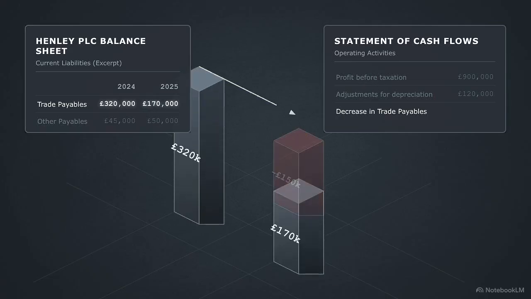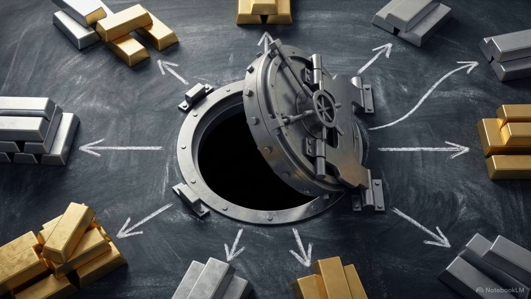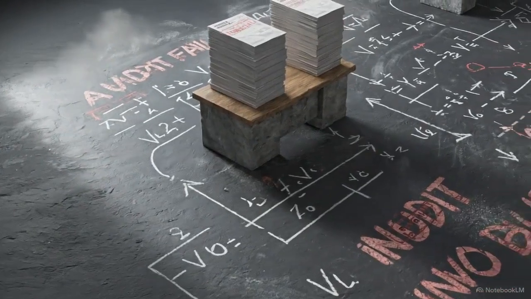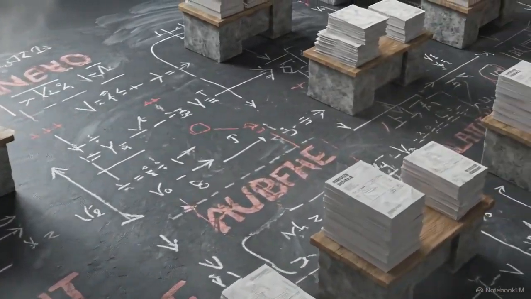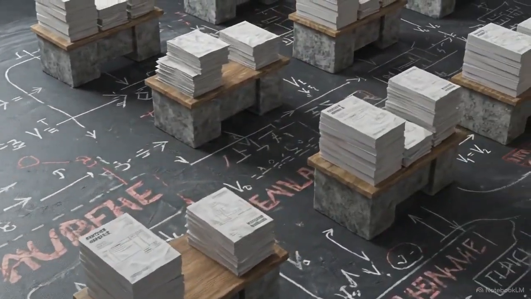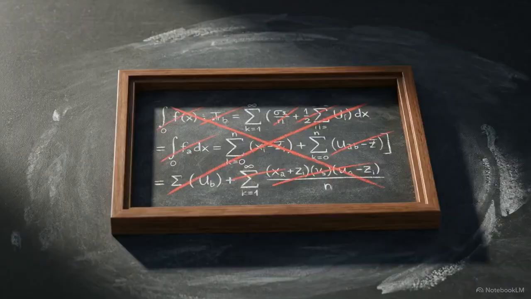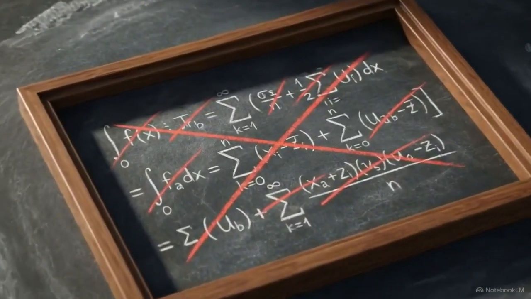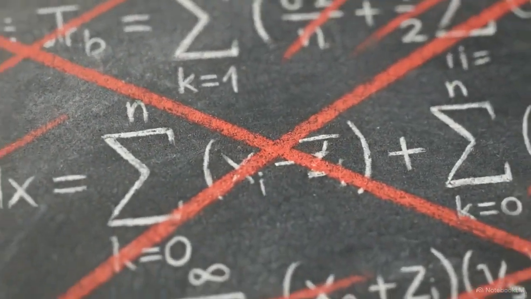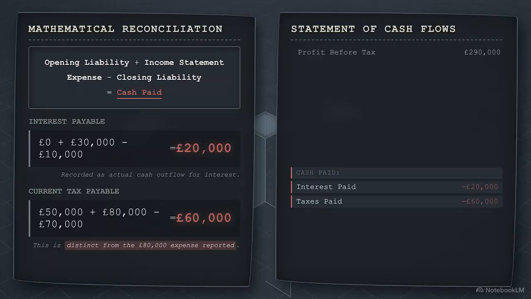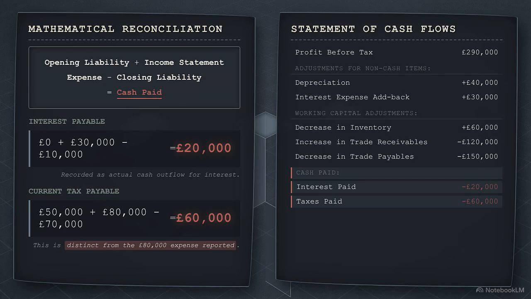Finally, trade payables drop from £320,000 to £170,000. Paying down £150,000 owed to suppliers actively drains cash from the business. These working capital deltas expose the exact efficiency of a firm's short-term liability management. Soaring sales mean nothing if clients do not pay. Avoid the common novice error of pulling tax and interest expenses directly from the income statement onto the cash flow statement. This equation shows the rigorous mathematical formula required to find actual cash paid.